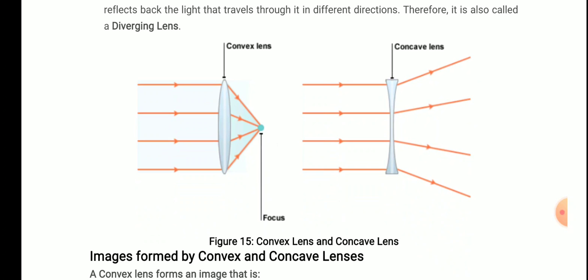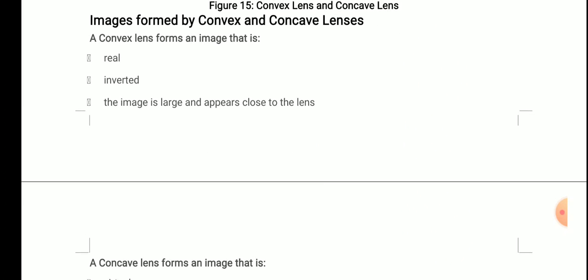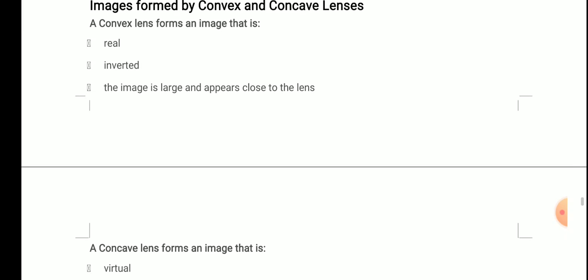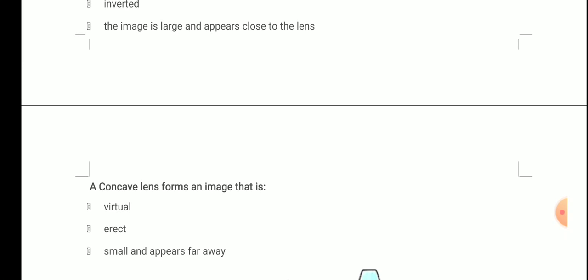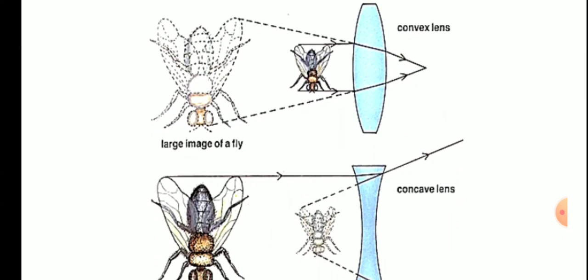Let's discuss images formed by convex and concave lens. Now, a convex lens forms an image that is real, inverted, and the image is large and appears close to the lens. Clear? The meaning of inverted is upside down. Whereas the concave lens forms an image that is virtual, erect, small, and appears far away. Clear? Now these two diagrams will clear it up.